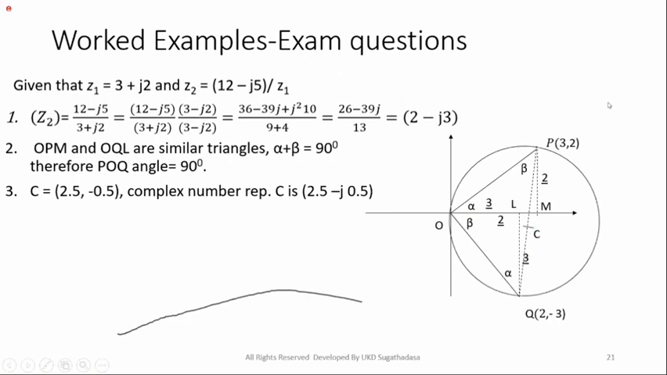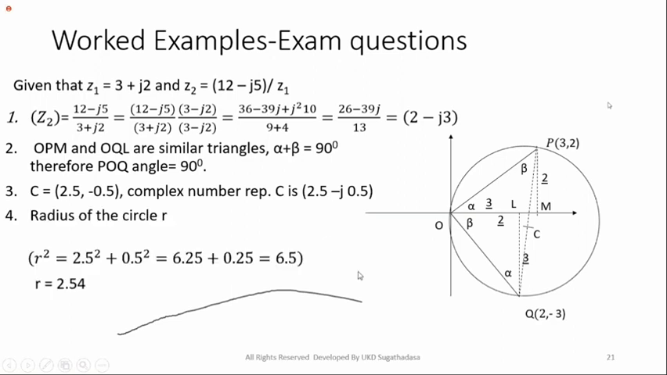You can understand that it is the center of the circle, because if the O angle is 90 degrees, actually PQ is the diameter of the circle. Remember, because that angle is 90 degrees, PQ is the diameter. C is the center of the circle, so the complex number representing C is 2.5 minus j 0.5.